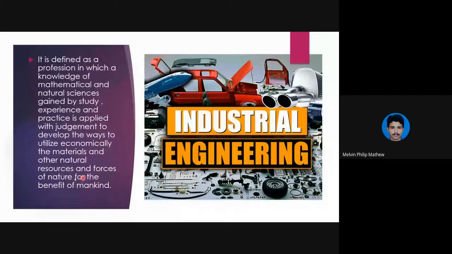So nowadays, each and everything is used for reducing human effort, for each and every purpose or each and every job, and for that purpose various products are being produced. Even various studies are done to reduce the human effort, and these are all done by applying the mathematical and natural sciences, by studying it, then experiencing it, and then practicing it.